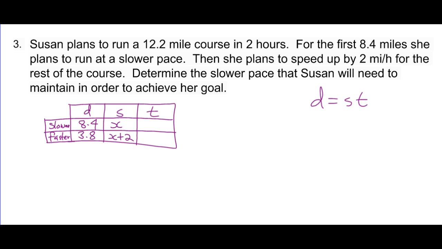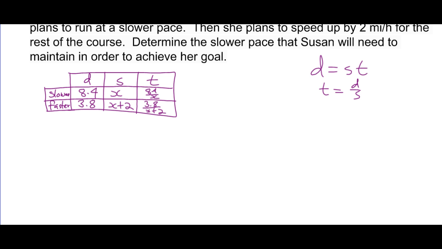We don't need that, right? We need time. What's time equal to? Distance over speed. You rearrange this and you get time is distance over speed, right? Now, we know how long she wants to take to do this. So what's this time? 8.4 over x. And what's this time? 3.8 over x plus 2. Now we've got to set up the equation. What's the equation? The time at the slower pace plus the time at the faster pace is equal to 2.